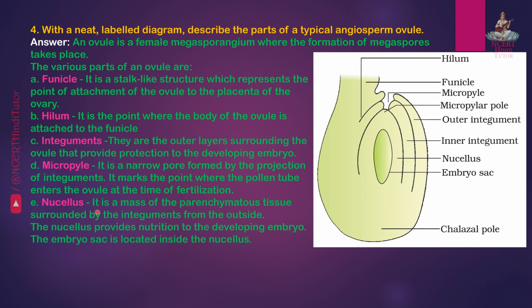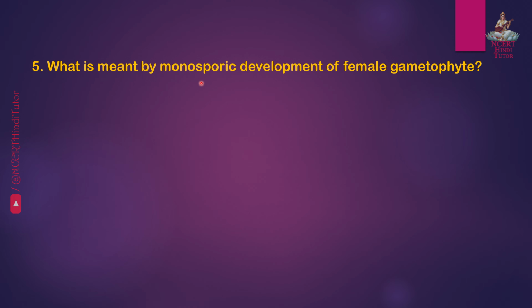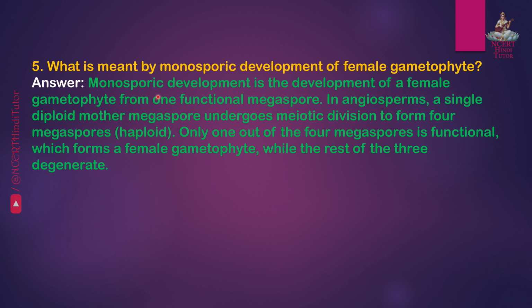E. Nucellus. It is a mass of parenchymatous tissue surrounded by the integuments from the outside. The nucellus provides nutrition to the developing embryo. The embryo sac is located inside the nucellus. F. Chalaza. It is the basal swollen part of the nucellus from where the integuments originate. Question 5. What is meant by monosporic development of female gametophyte? Answer. Monosporic development is the development of a female gametophyte from one functional megaspore.